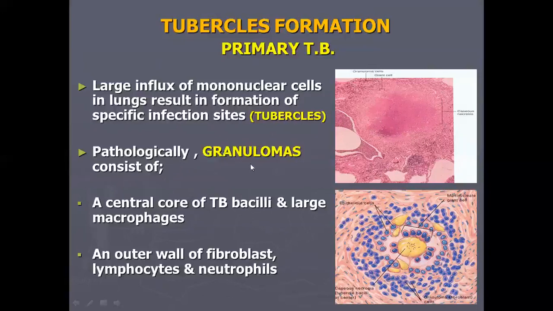Pathologically, tubercles are granulomas. And this is very important. You may have a question on the granulomatous structure of Mycobacterium tuberculosis, or sometimes short-answer questions regarding granuloma-forming bacterial infections, tuberculosis and syphilis. So how would the granuloma look like? The tubercle, pathologically, is a granuloma. It comprises a central core of the tubercle bacilli and large macrophages, with an outer wall of fibroblasts, lymphocytes and neutrophils.